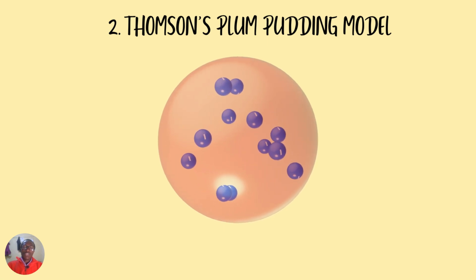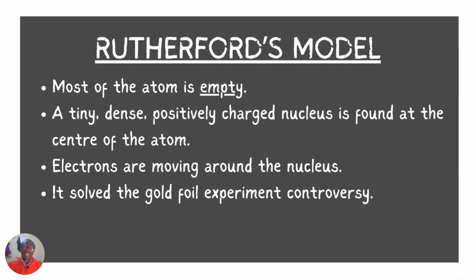So Rutherford's model came next. And one of the propositions of Rutherford was that most of the atom is empty, and there is a tiny, dense, positively charged nucleus found at the center of the atom. And why is this so?